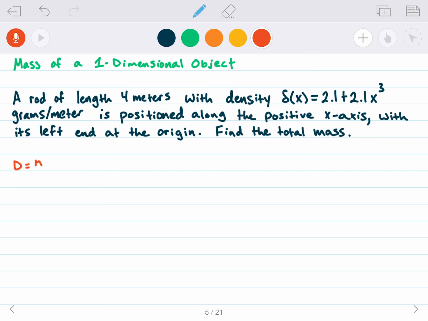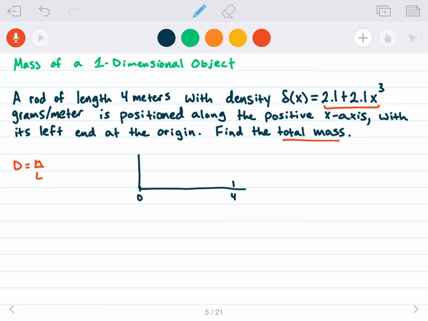Again, density is mass over length in the one-dimensional case, and so we need to set up an integral again to find the total mass. Now, the density function here is 2.1 plus 2.1x to the third, and this rod is positioned on the x-axis. Let me draw this out a little bit better. It's 4 meters long, starting at x equals 0 all the way to x equals 4.